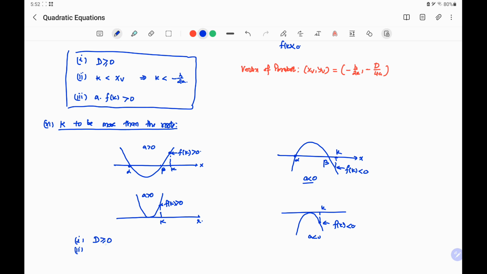Second is that a into f(k) will be greater than 0, and third is that the vertex, which is xv, is on the left hand side of k. So we can write that xv, which is equal to minus b by 2a, is less than k. So these are the conditions for k to be on the right hand side of the roots.